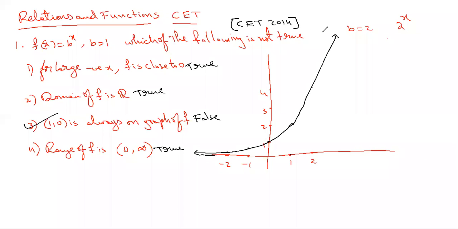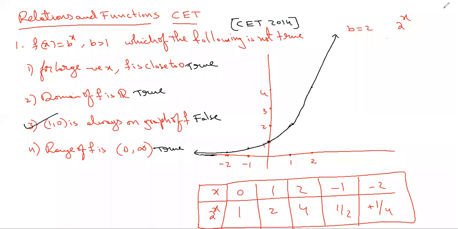So it is given in CET 2014. Whatever I told orally, I wrote it like a table. So you can have this table and then the points 0, 1; 1, 2; 2, 4; and minus 1, half; minus 2, 1 by 4. Like this also you can do initially just to increase the comfort level.